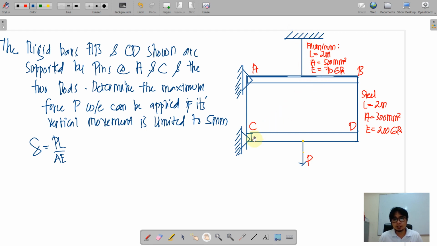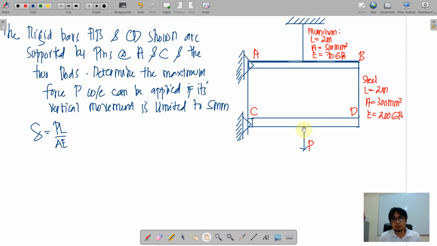Okay, same is true with CD because it is free to swing at point C. Okay, when we detach these bars, now the force is going downwards, so it is obvious that aluminum and steel will be stretched. So whenever there is a stretch on aluminum and steel, again we are going to limit the displacement at P.